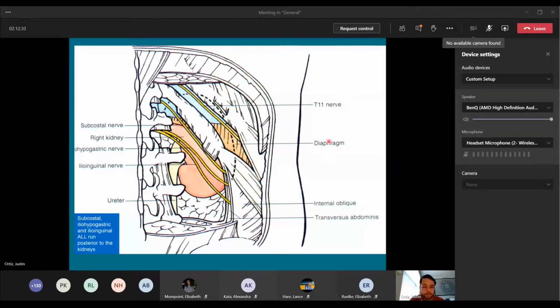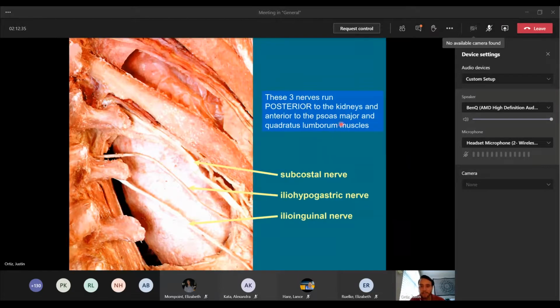Okay. These three nerves run posterior to the kidneys and anterior to the psoas major and quadratus lumborum muscles, right? So again, your subcostal nerve, your iliohypogastric nerve, and your ilioinguinal nerve, he repeated this a lot, so I feel like it's pretty high yielding. They are all going to run posterior to the kidneys, but anterior to the psoas major and quadratus lumborum.